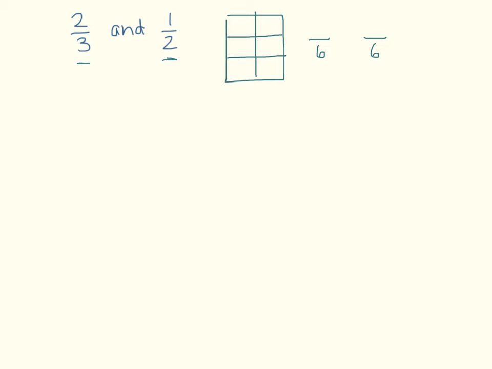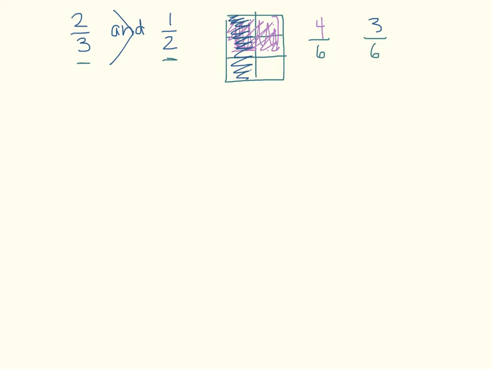Using our picture here, we can see 2/3. If we color that in, 2/3 is the same as 4/6, because we've got 1, 2, 3, 4 of our rectangle colored in. For 1/2, if we color in 1/2, we can see that 1/2 is the same as 3/6. So 2/3 is bigger than 1/2.